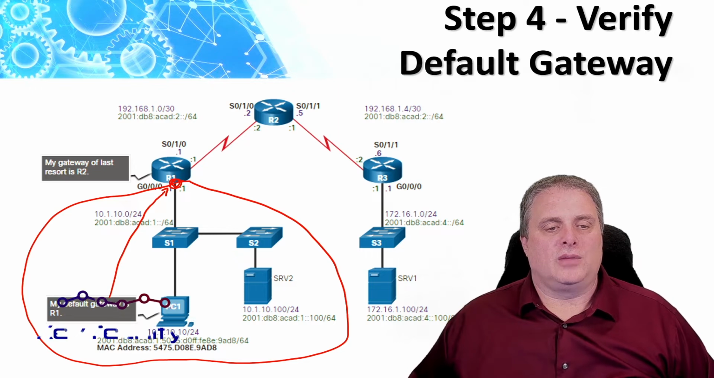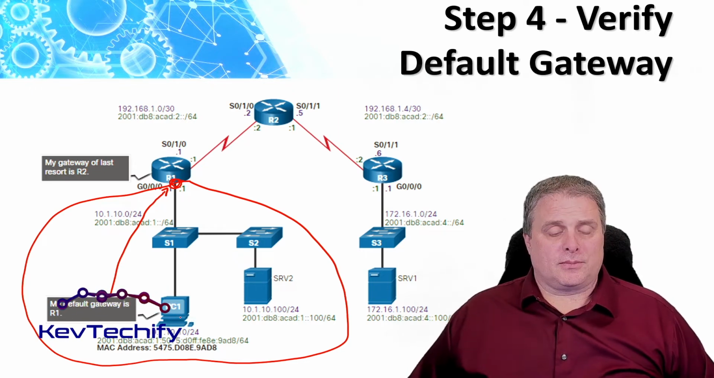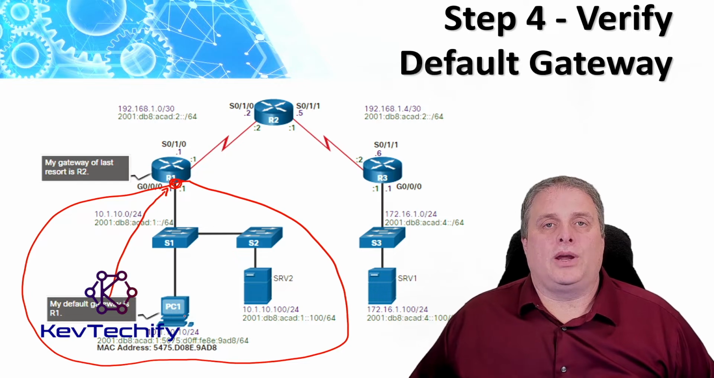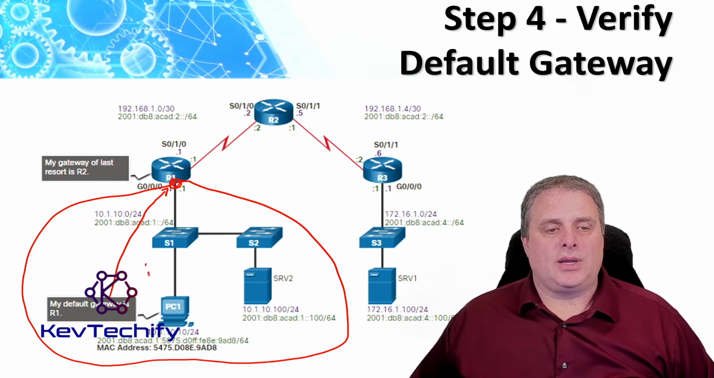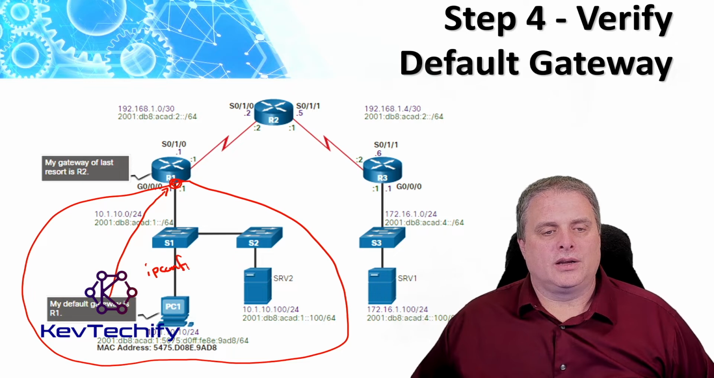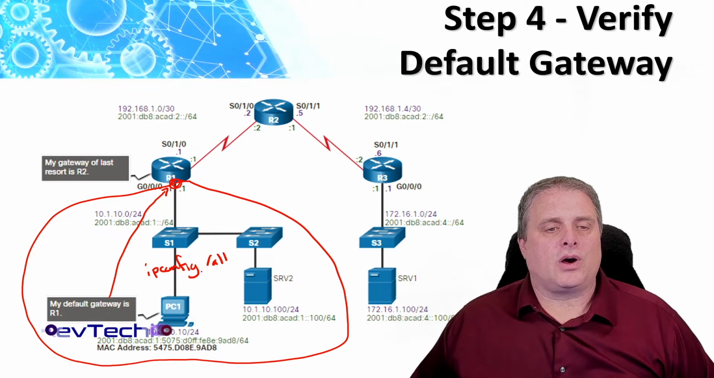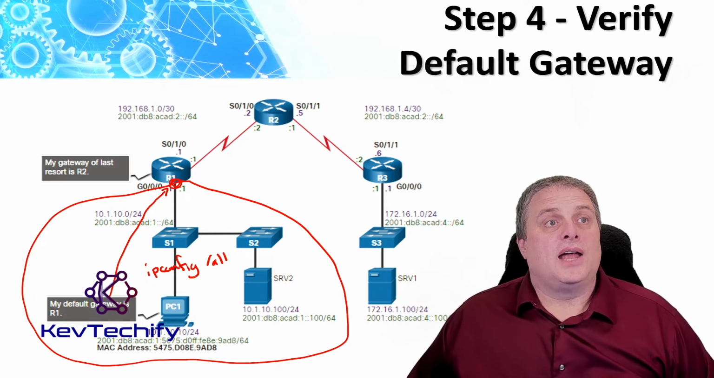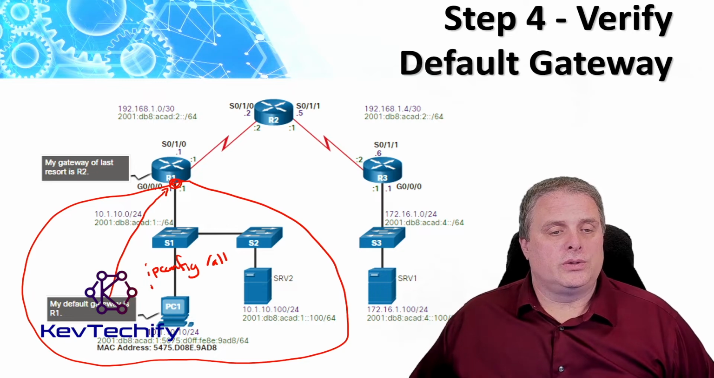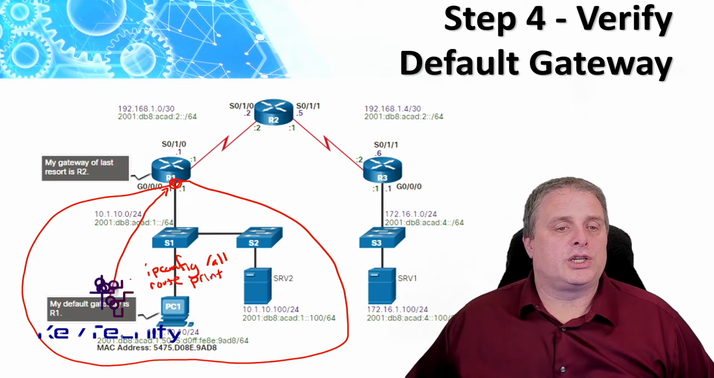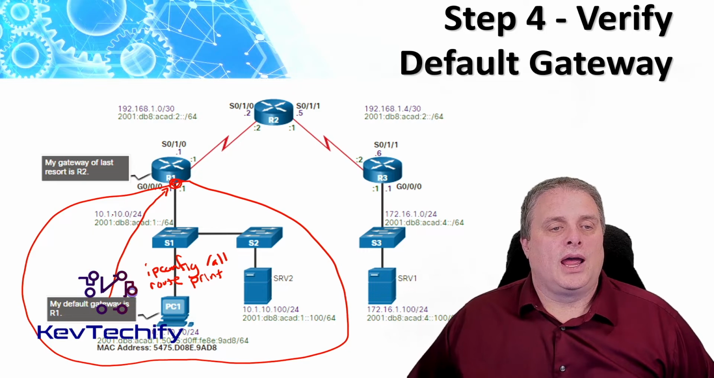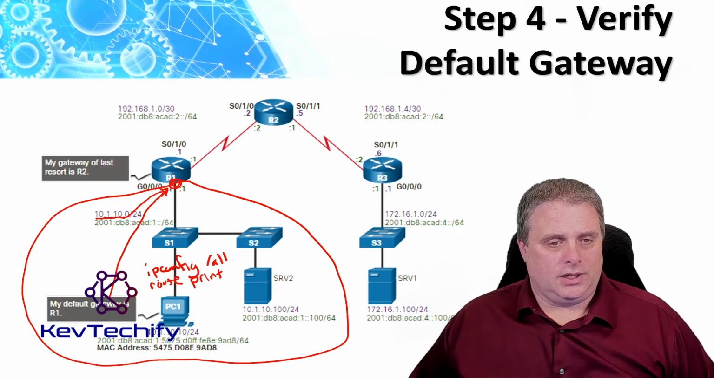So you have to log into the PC, and on the PC, you have to see what your default gateway is. From the command prompt, you can use ipconfig or ipconfig /all. That'll list out what your default gateway is. Another way to look at this is you can use route print, and it'll print out the routes that your PC knows about, and it should list out the default gateway as 10.1.10.1.